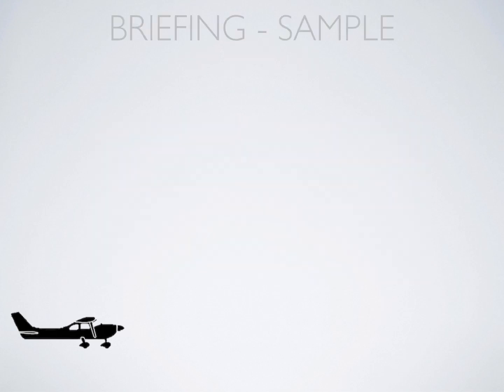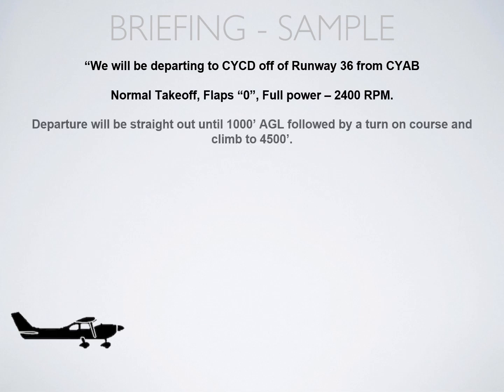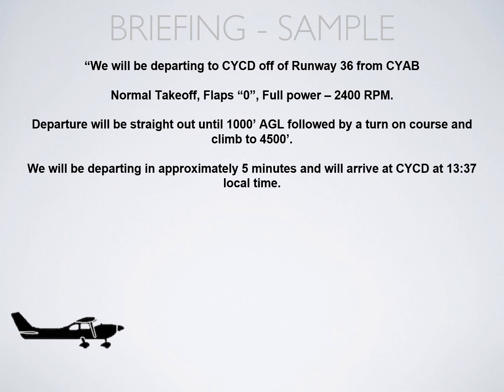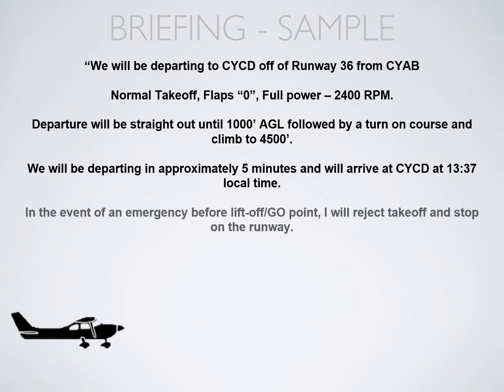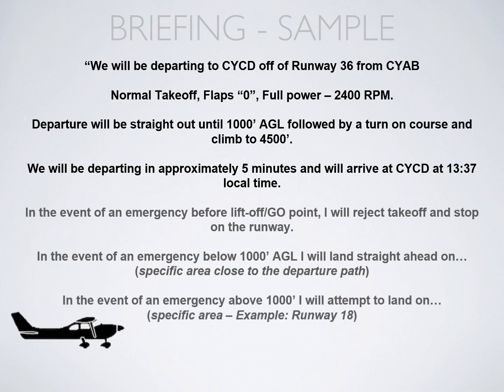An example of a departure briefing could be the following: where you're going, from where, and also what your configuration is supposed to be for the takeoff, what your departure procedure is going to look like, what time you're going to be leaving and what time you expect to arrive at your destination, and then what you're going to do in the event of an emergency, either before takeoff, at low level after takeoff, or at more altitude after takeoff.